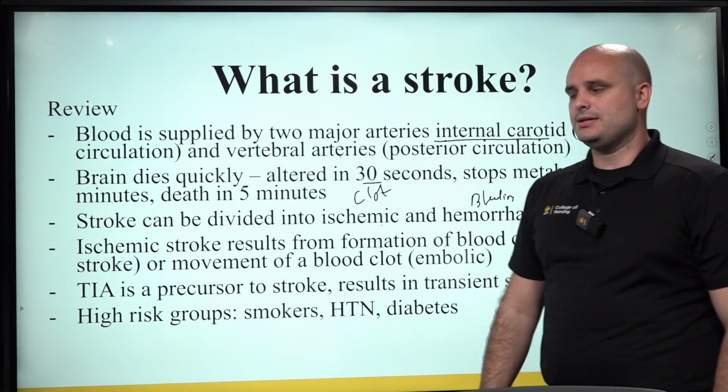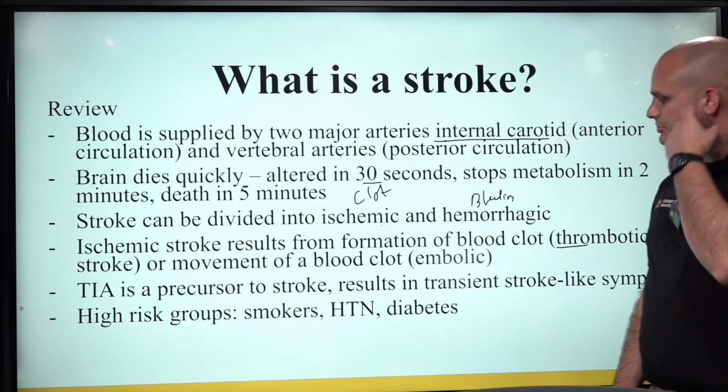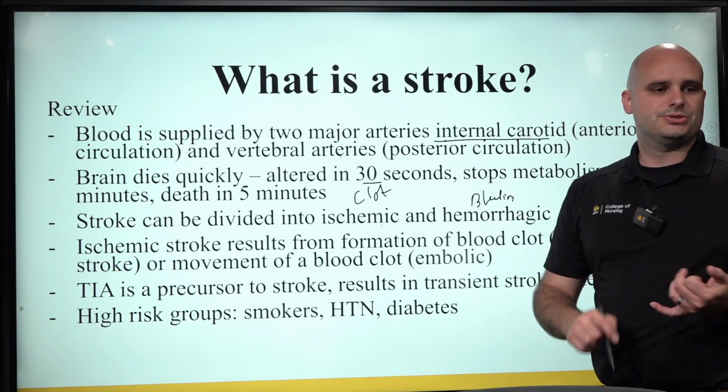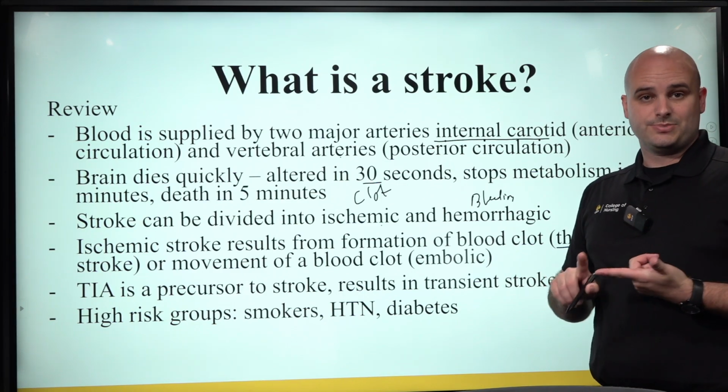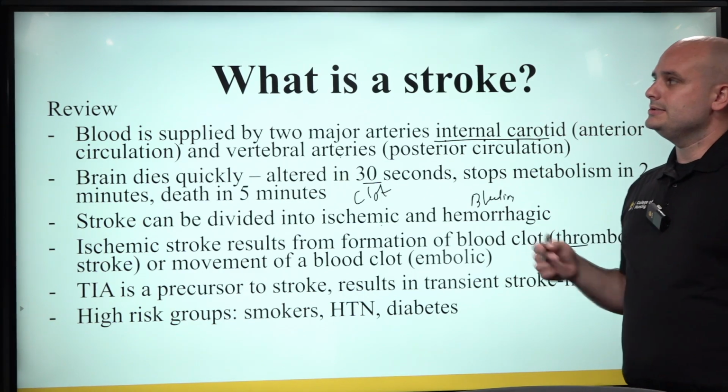TIA, or transient ischemic attack, is a precursor for stroke. And then high-risk groups: those who smoke, those who have hypertension, diabetes, and Black males especially are a high-risk group to have a stroke.